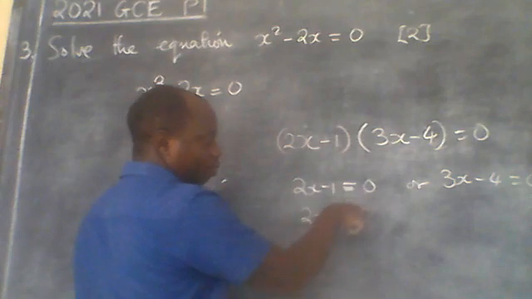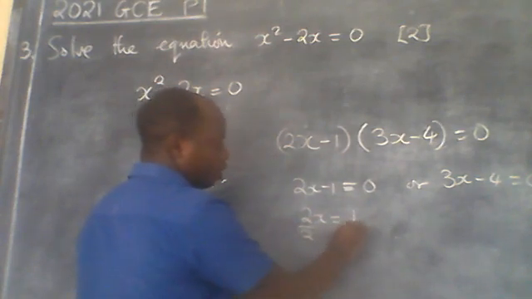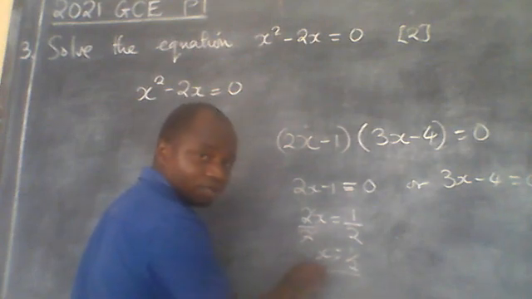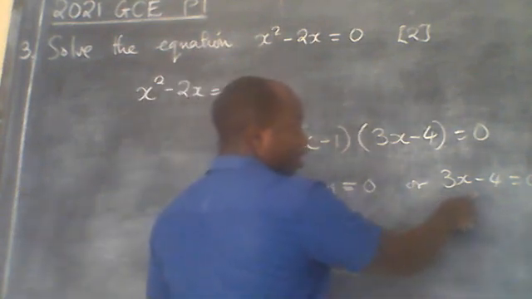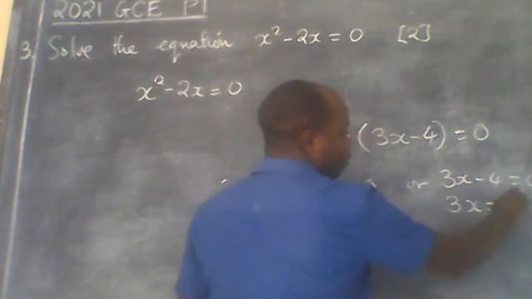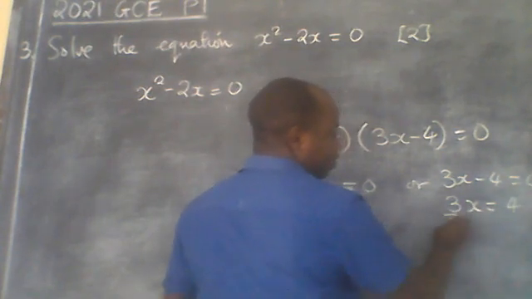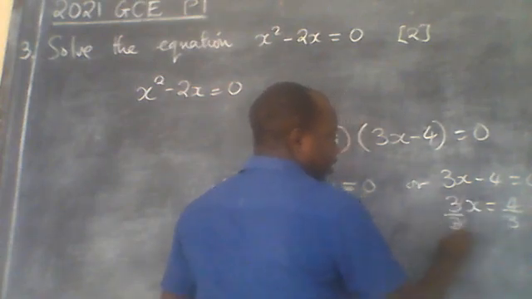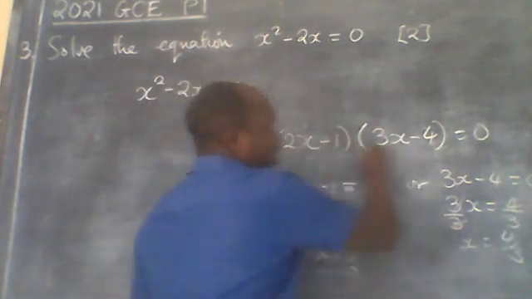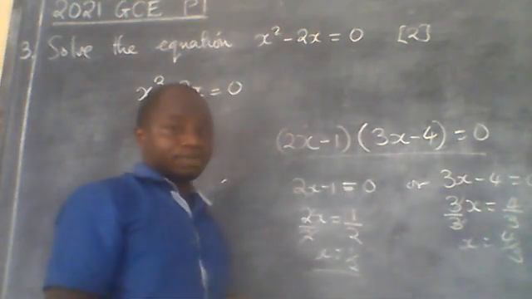Because it's negative, it will be 1. Divide by 2, also the other one by 2. Cancel. X is equal to 1 over 2. So this one will give you 1 over 2. The other one here, it will be 3x is equal to negative 4 here will be 4 on the other side. Divide by 3, this will give you 4 over 3. That is how to solve when you see such kind of questions.